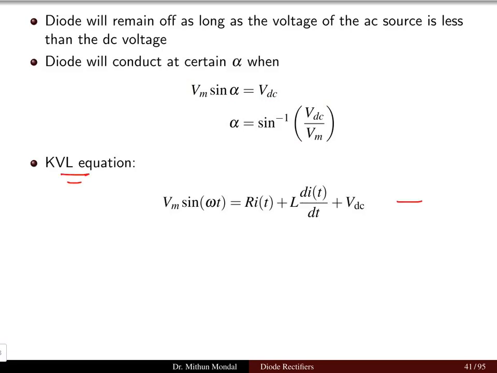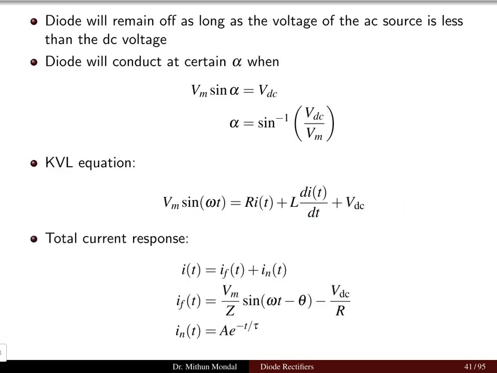If we apply the KVL equation in the circuit, then it is Vm sin omega t equal to the voltage drop in the resistor, plus the voltage drop in the inductor given by L di by dt, plus the DC source. So if we sum all this, it will be equal to the source voltage Vs. The total current response, or the current which is flowing in the circuit, is the summation of the forced response and the natural response. Here the forced response is when the source is connected, and the natural response is when the source is disconnected.